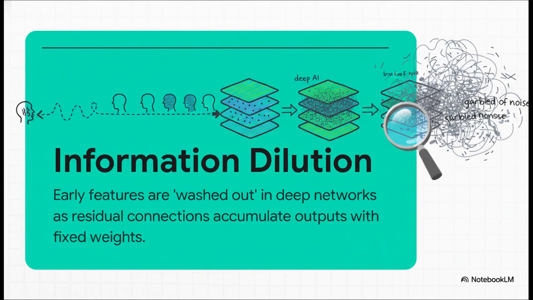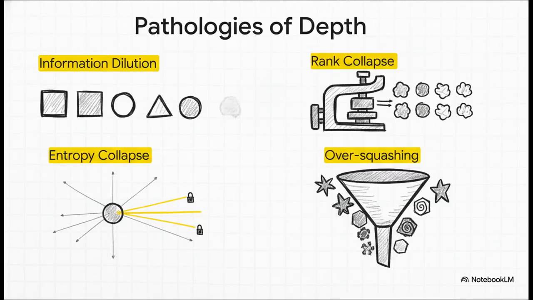So the main culprit here is a problem called information dilution. Imagine you whisper a secret at the beginning of a super long line of people. By the time that secret gets to the very end, it's just garbled nonsense, right? Well, that's exactly what happens inside a deep AI. The normal connections just keep adding the output of every layer on top of the last one. So that really crucial information from the first few layers just gets completely washed out in a sea of noise.